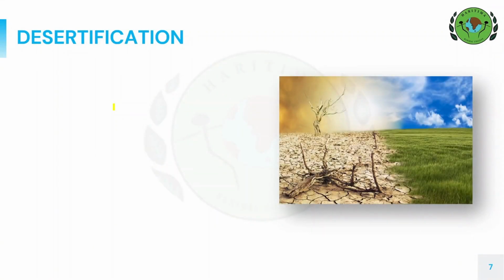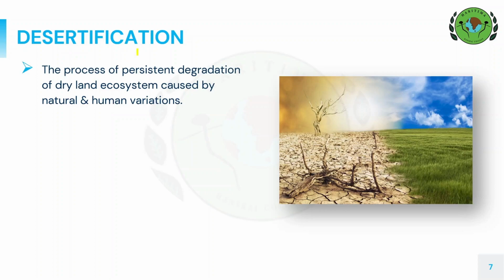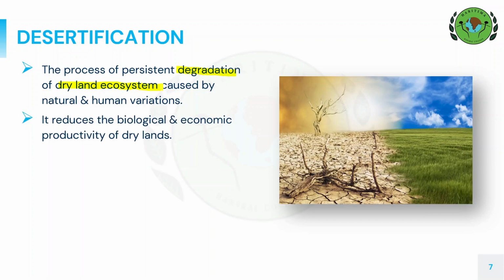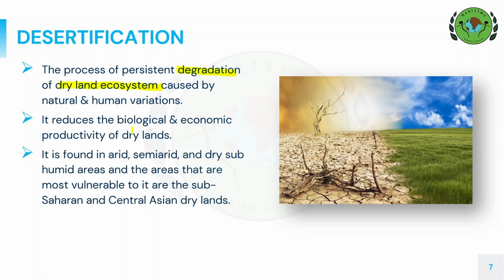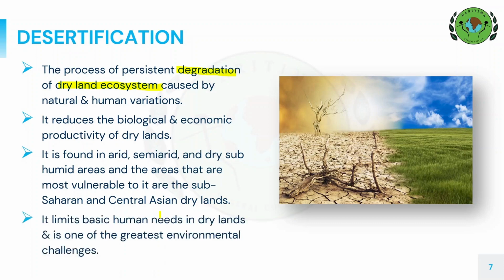Now let's understand what is desertification. It is a persistent land degradation in typically dry areas resulting from various factors including climatic variations and human activities. It reduces the biological and economic productivity of dry land. It is found in arid, semi-arid and dry sub-humid areas, and the areas that are most vulnerable to it are the sub-Saharan and Central Asian dry lands. It limits basic human needs in dry lands and is one of the greatest environmental challenges.